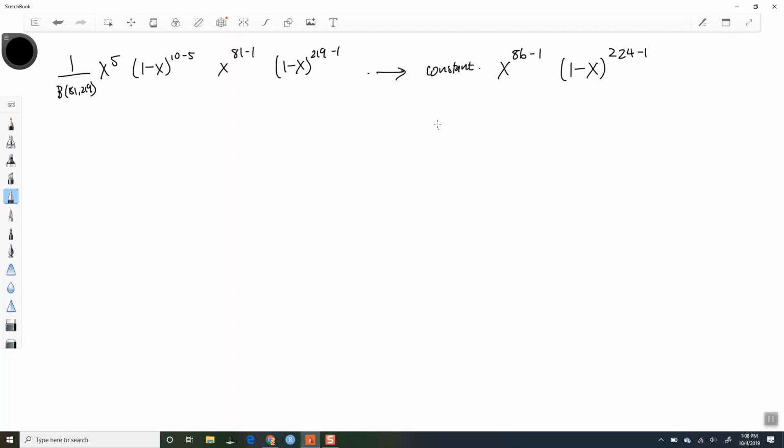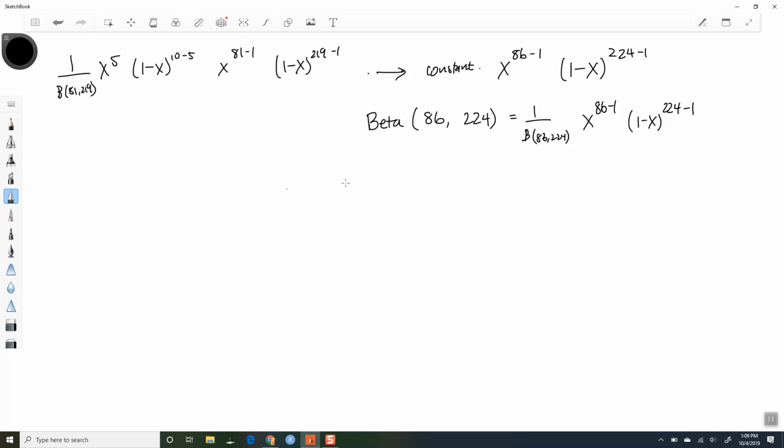And we say, well, that looks very much like a beta distribution with parameters 86, 224. A beta distribution with parameters 86, 224 is going to be 1 over B(86, 224), x to the 86 minus 1, and 1 minus x to the 224 minus 1. And we know that this thing has to be a probability distribution which integrates to 1, and this is the only thing that's going to have this form that also integrates to 1. So the result must be this beta distribution, 86, 224.